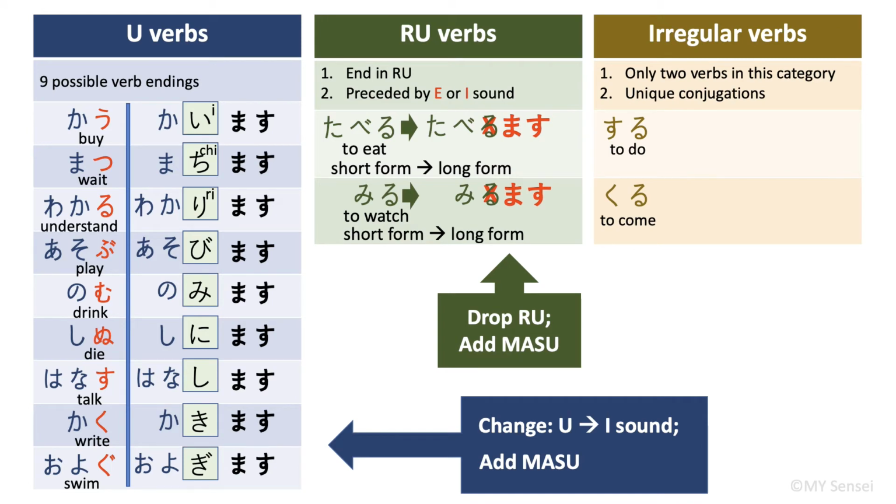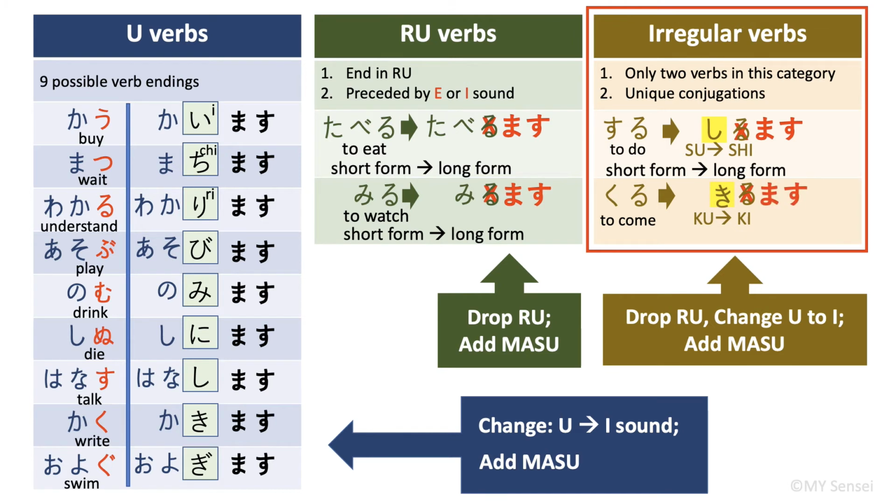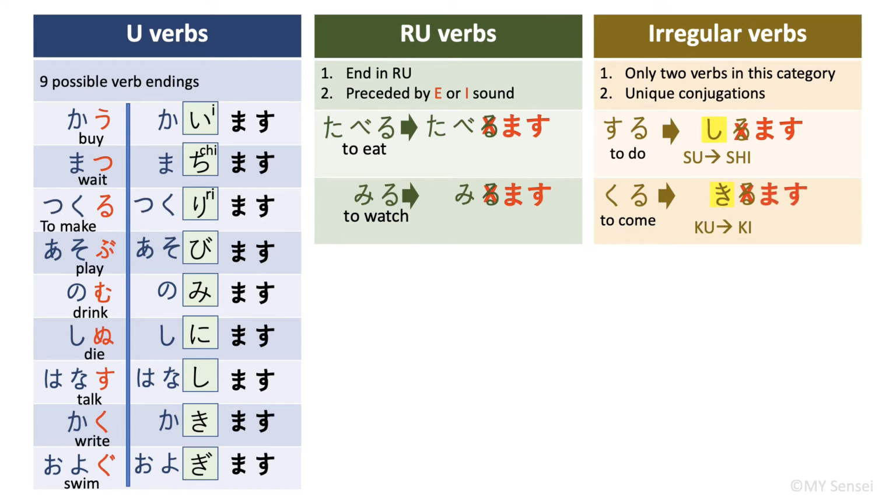Now let's move on to the 2 irregular verbs. For this group, we will need to drop the Ru ending and then replace the U sound with I sound. For suru, to do, drop Ru, change su to shi, and then add mas. So, します is the long form of する. For 来る, to come, drop る, change く to き. So, 来ます is the long form of 来る.